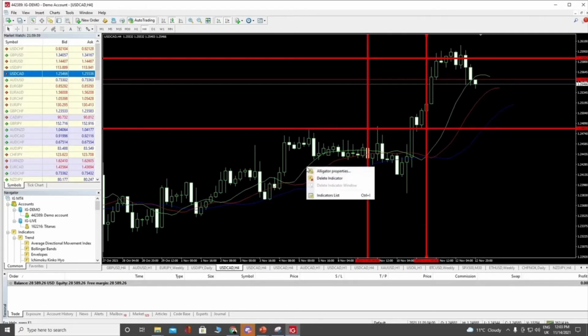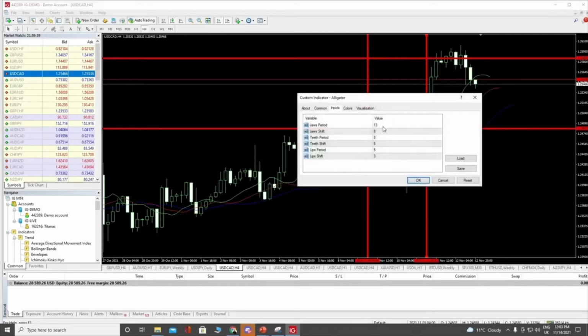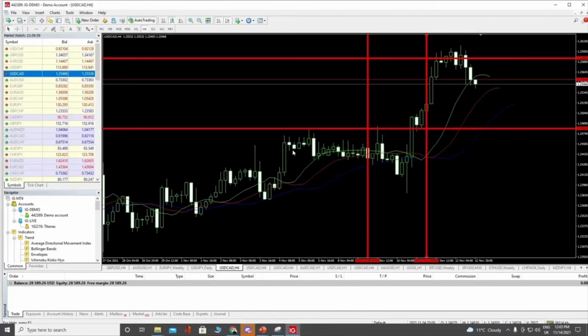Now check the values of this indicator: 13, 8, 5. Okay, we have golden ratio numbers, easy to understand, easy to explain. When the alligator is sleeping, the jaws are closed, the market is sleeping. We are waiting for the market to wake up. This is for sure how the market works. There are moments when the market is sleeping, there is no movement, there is no direction, and when the market is awakened, it's also a graphical representation.